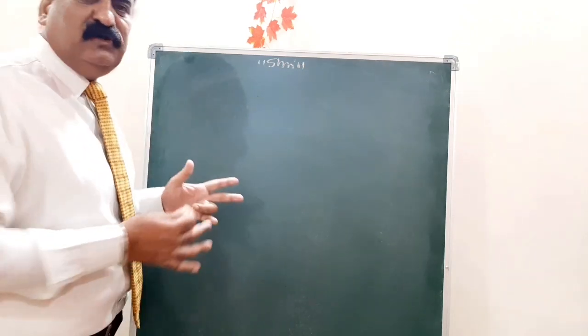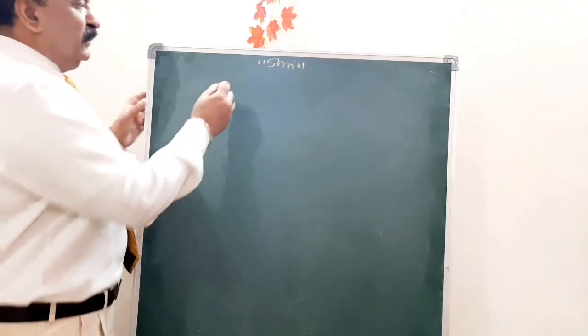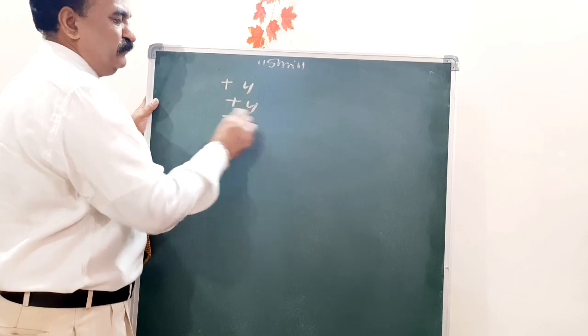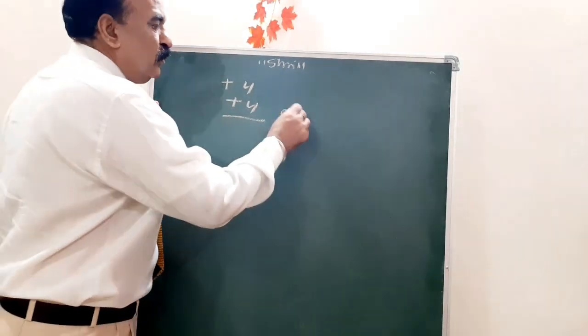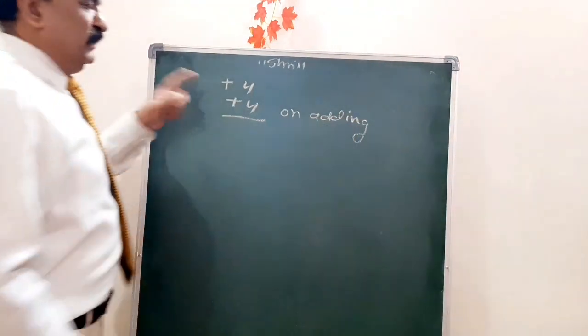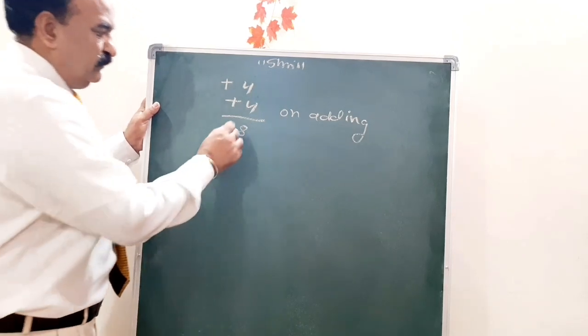Okay, now I am just giving you the basic concept of the linear equation again. Let us see how. Suppose I am writing here 4 and this is plus 4, plus 4 and plus 4, and if I am writing here on adding, plus 4 and plus 4 becomes plus 8.